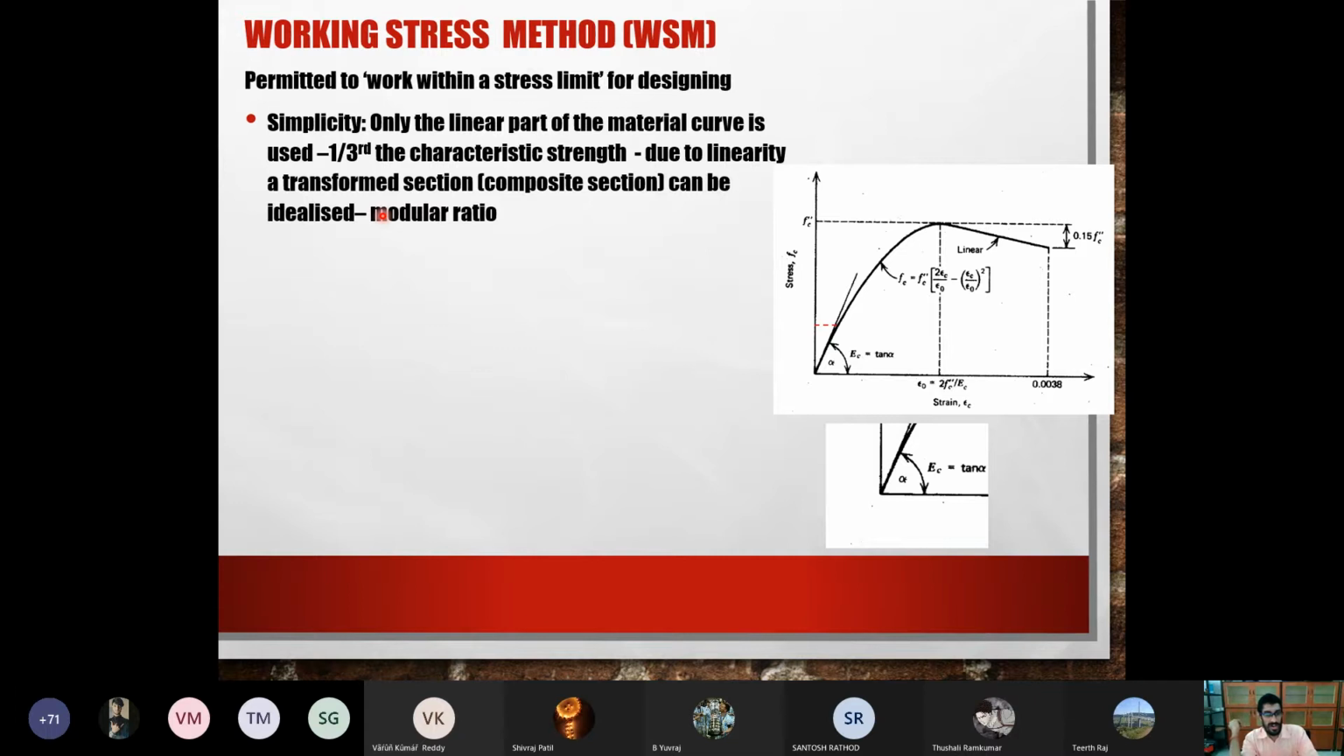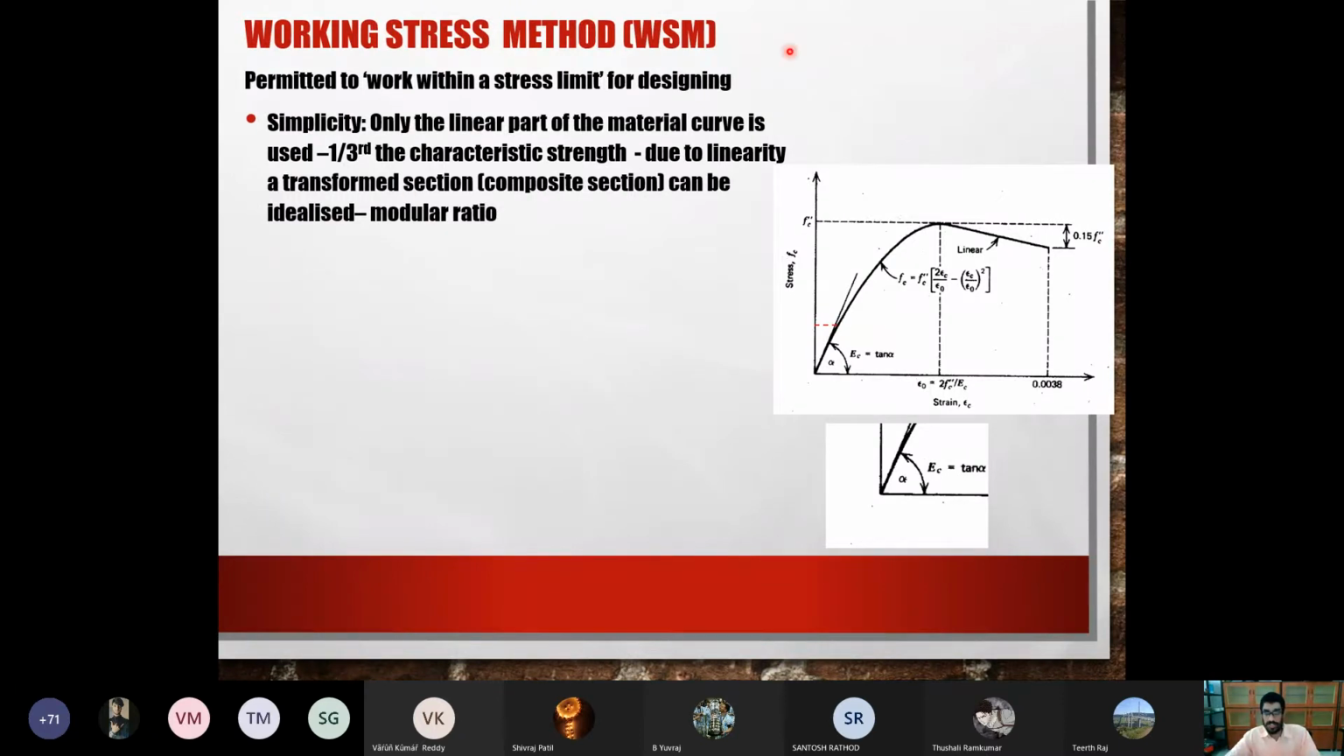Yes, sir. We have two metals. So what do you do? Do you remember taking a ratio of the modulus of elasticity of steel by the modulus of elasticity of the other material? You will take a ratio. For finding the stresses, you will have one ratio of the Young's modulus. Yes, sir, modular ratio. So if you're taking only a linear stress strain relation, it is possible to use a modular ratio. Therefore, the working stress method simplifies by ignoring 2/3 of the stress. Only 1/3 of the stress is used.